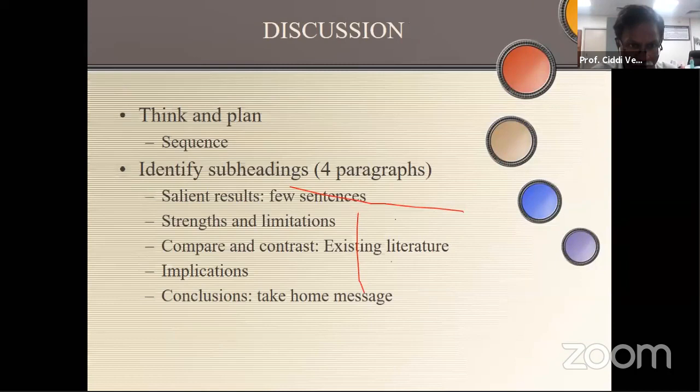The discussion should be thought out and planned. The discussion part will show the thought process of the investigator. Try to put it in four subheadings: salient results, a few sentences; strengths and limitations, a few sentences; compare and contrast with the existing literature; and conclusion, the take-home message. This is exactly what the discussion will look like.